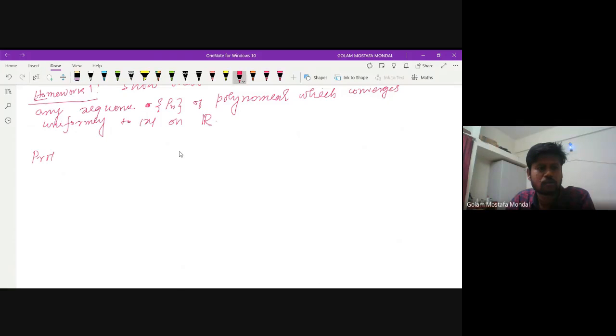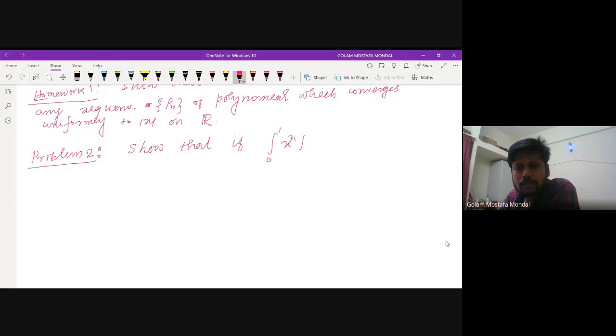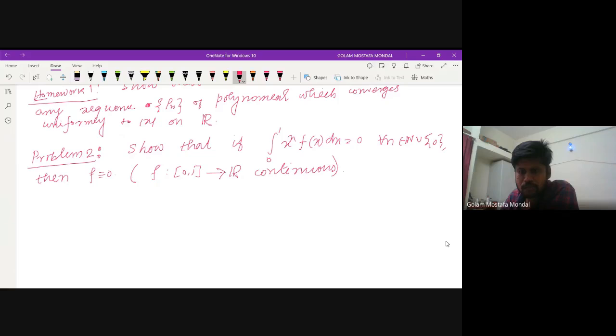Okay, so problem two. From the previous class, I gave an exercise: if the integral from 0 to 1 of x to the power n f of x dx equal to 0 for all n belongs to N union 0, then f equal to 0, provided f is a continuous function from 0, 1 to R.